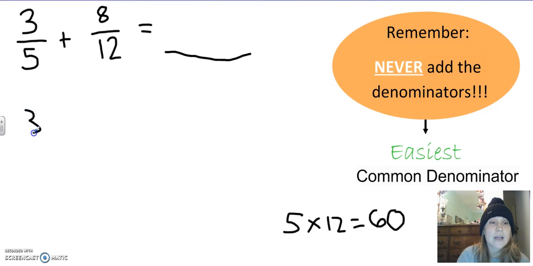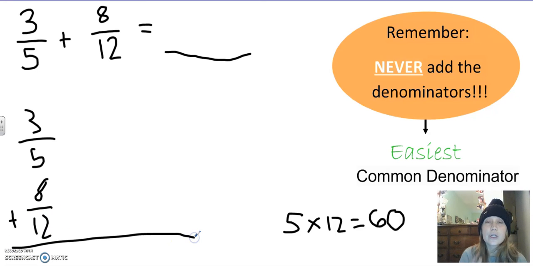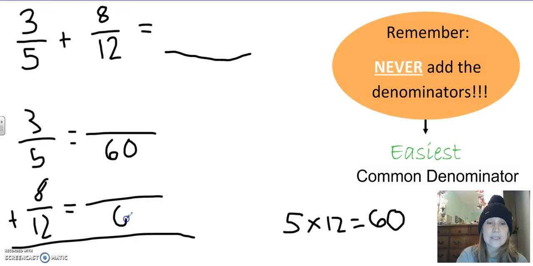So I'm going to rewrite my fractions. 3/5 plus 8/12. And I'm going to turn those fractions into equivalent fractions with common denominators. And my new denominator is going to be 60, because I know that 5 and 12 can both go into 60. 60 is a multiple of both numbers. So now I have to create those equivalent fractions.